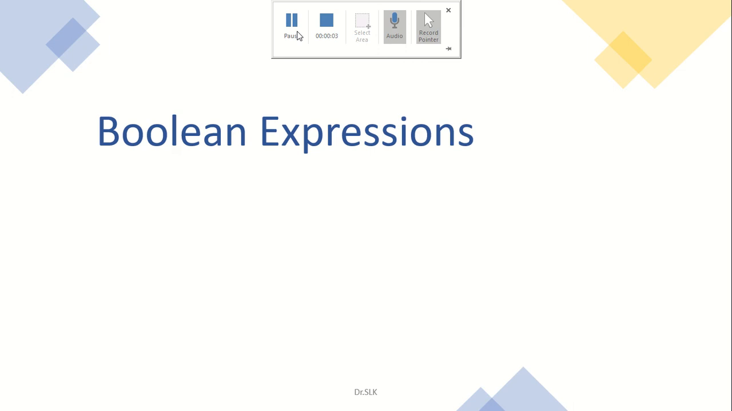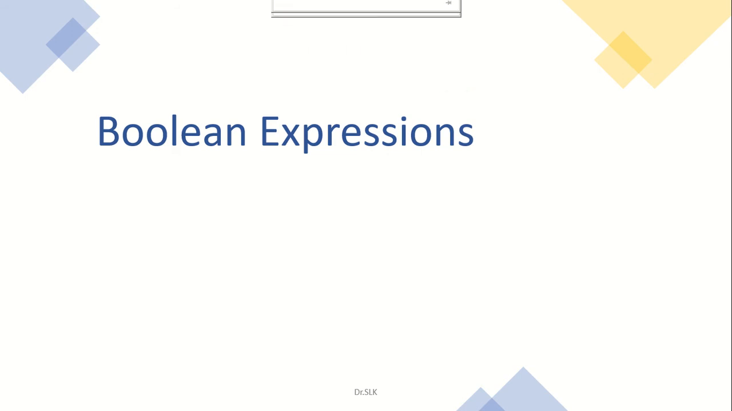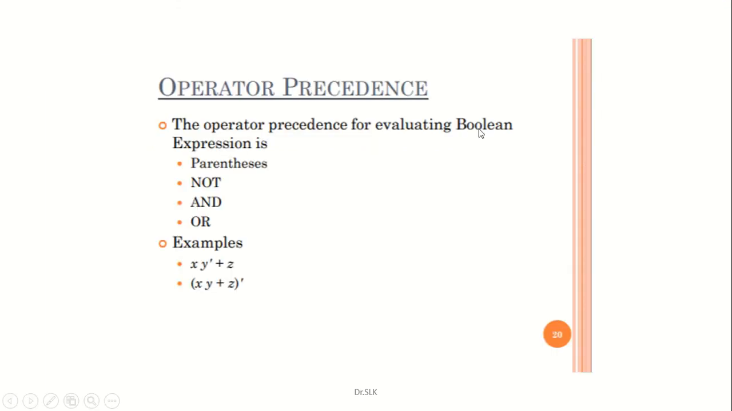Hello everyone. So the topic for this discussion is Boolean expressions and how to minimize the Boolean expressions. The operator precedence for evaluating a Boolean expression is in the order of parenthesis, NOT operation, AND operation, OR operation.